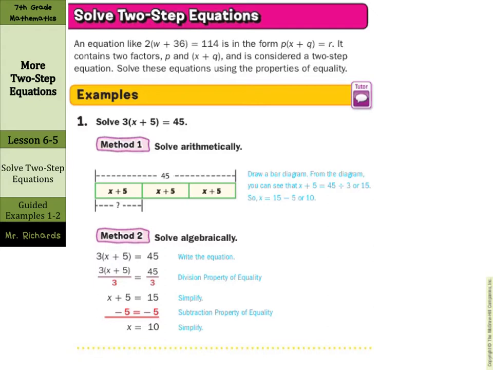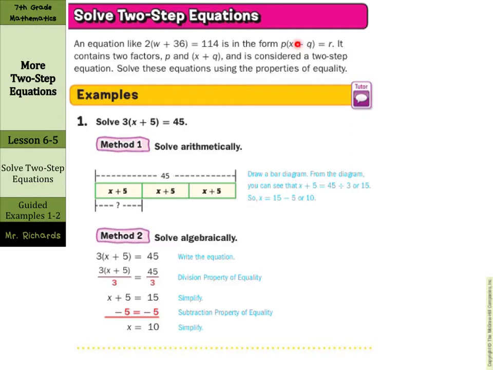So an equation like 2 times the sum of W plus 36 equals 114 is in the form P times the quantity X plus Q equals R. It contains 2 factors, the P and the X plus Q, and is considered a two-step equation. Solve these equations using properties of equality. We'll go down to this method 2 algebraically here.